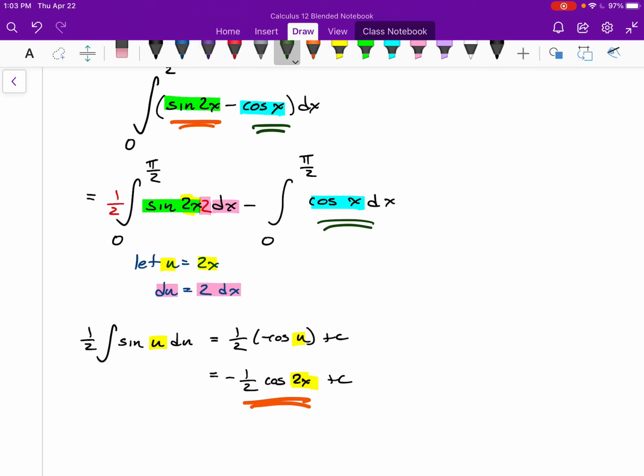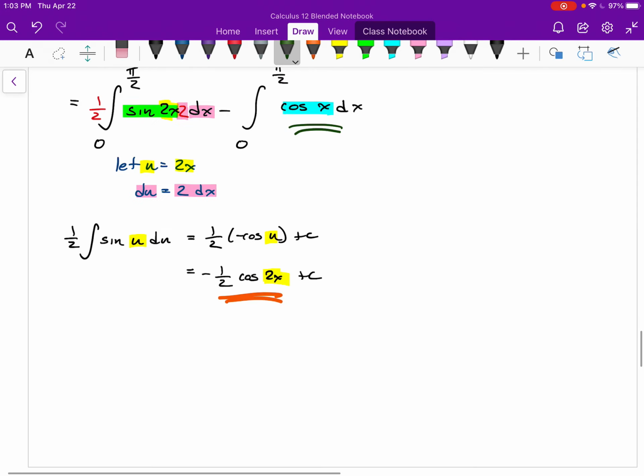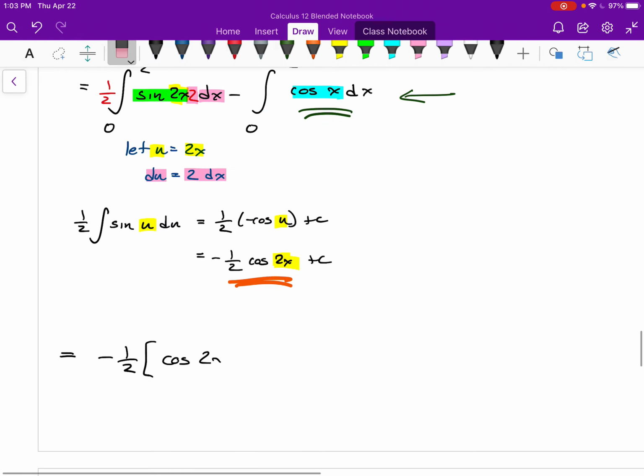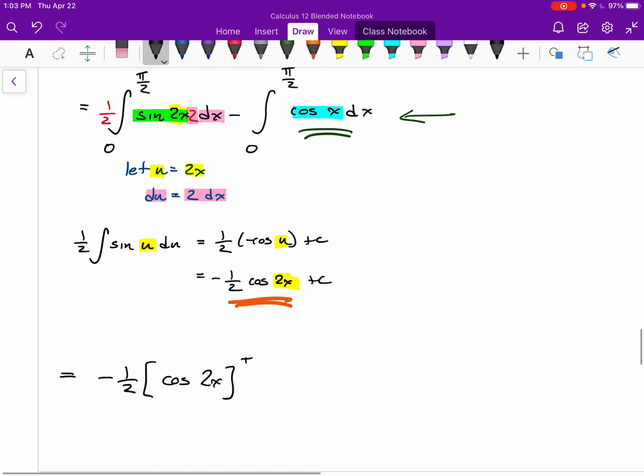So now let's put all this together. I'm going to really take this step here, and I'm now going to think of it like this: negative 1/2 the cosine of 2x evaluated from those bounds, which were 0 to pi over 2, minus the antiderivative of cos x, which again is just the sine of x, again evaluated from those same two bounds.